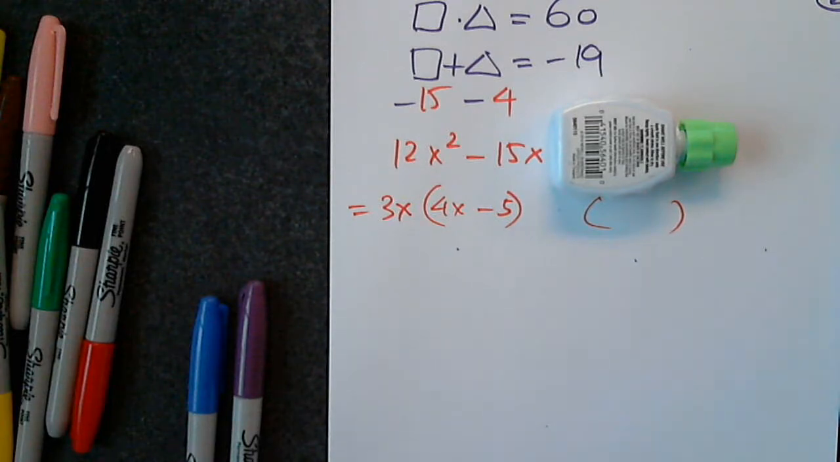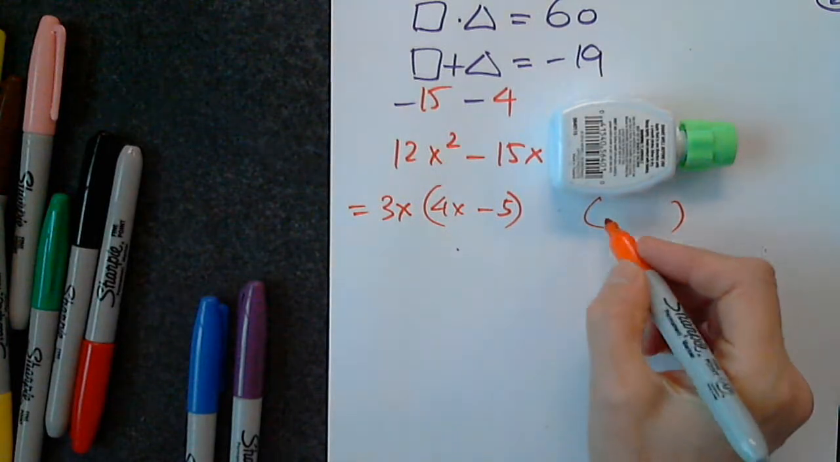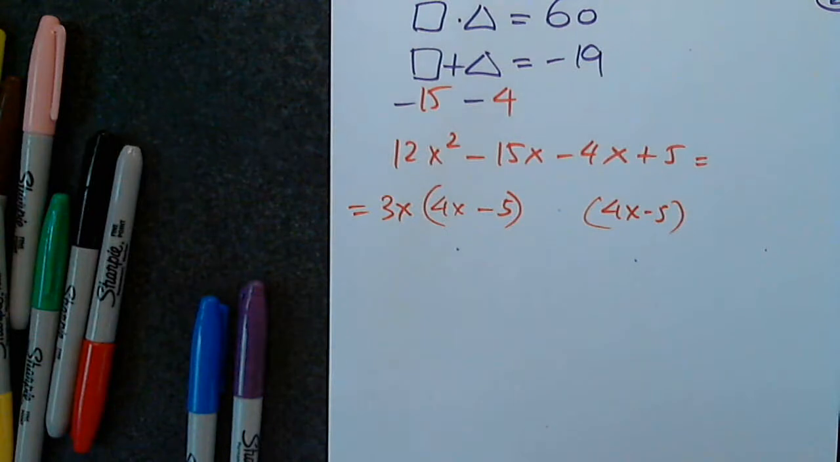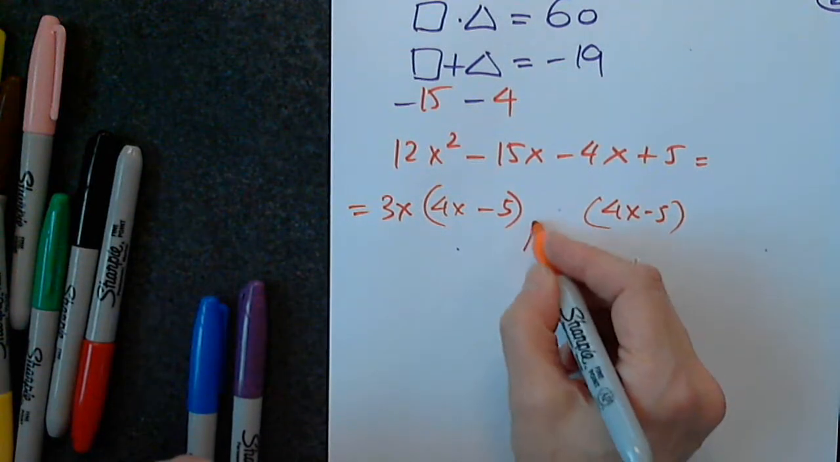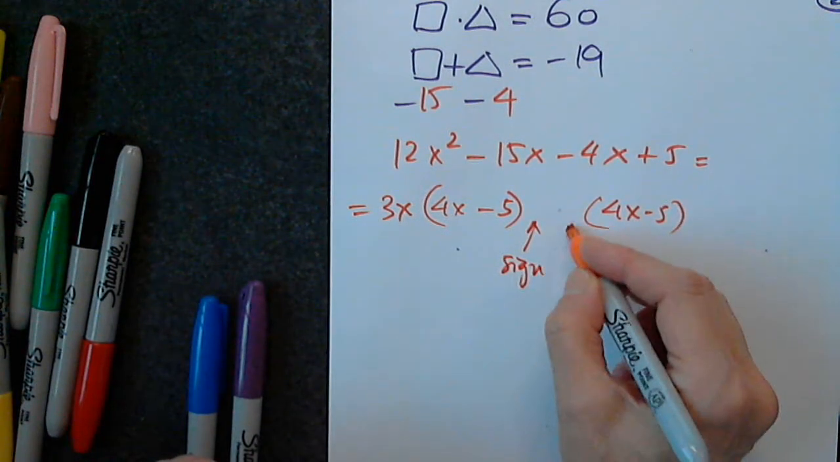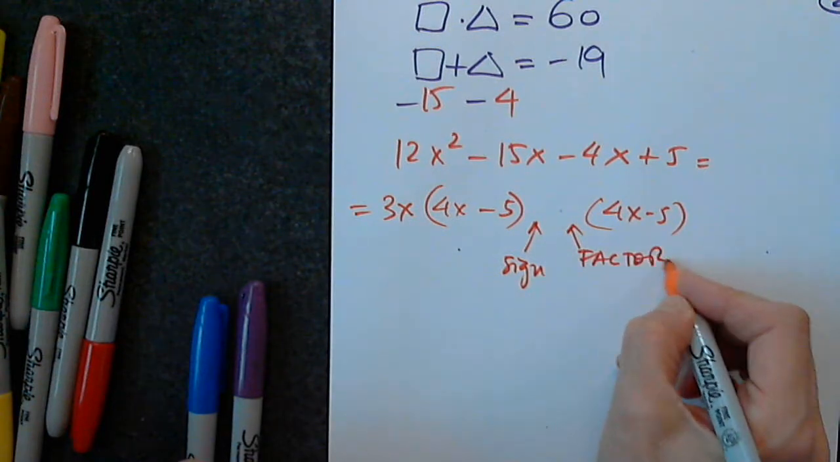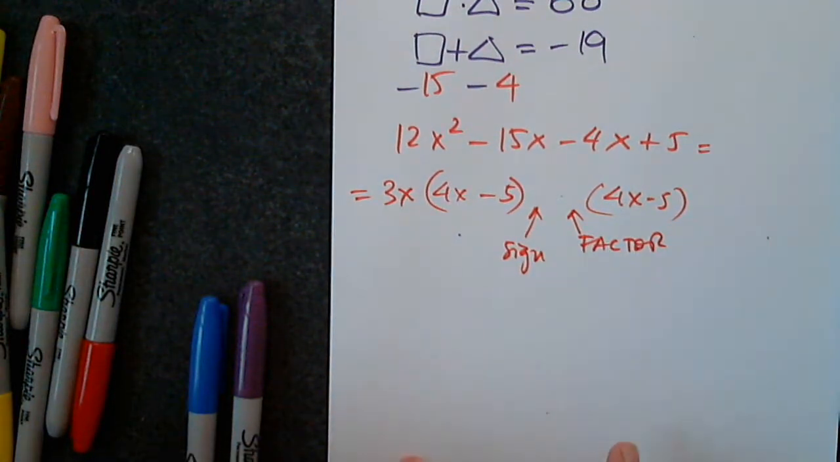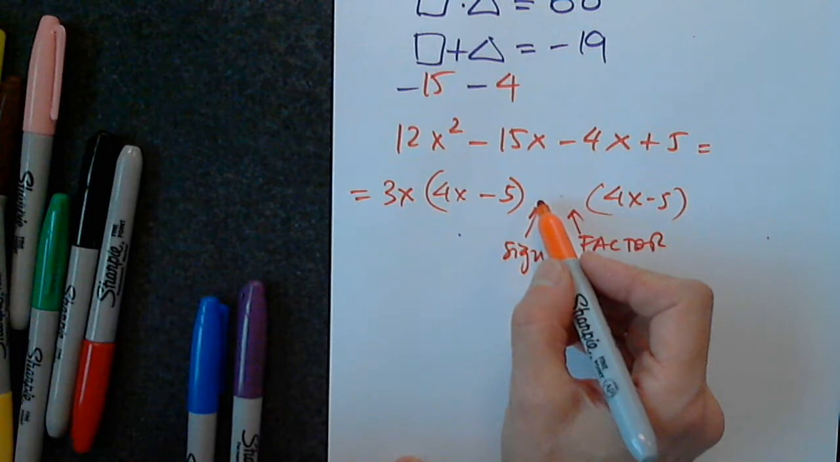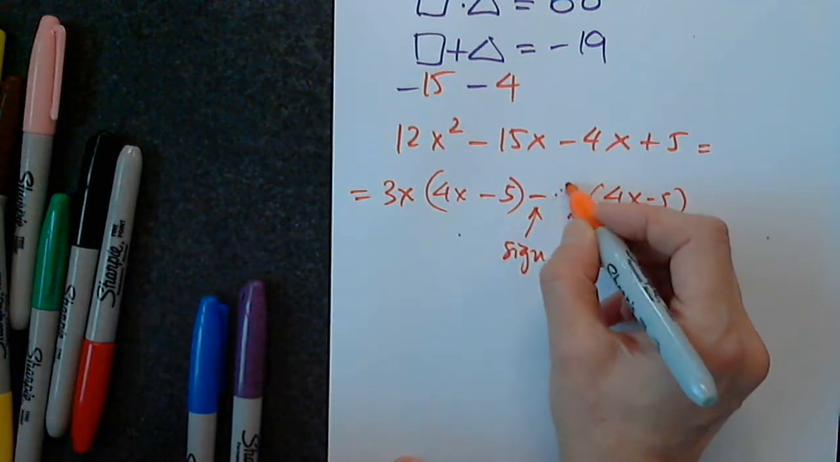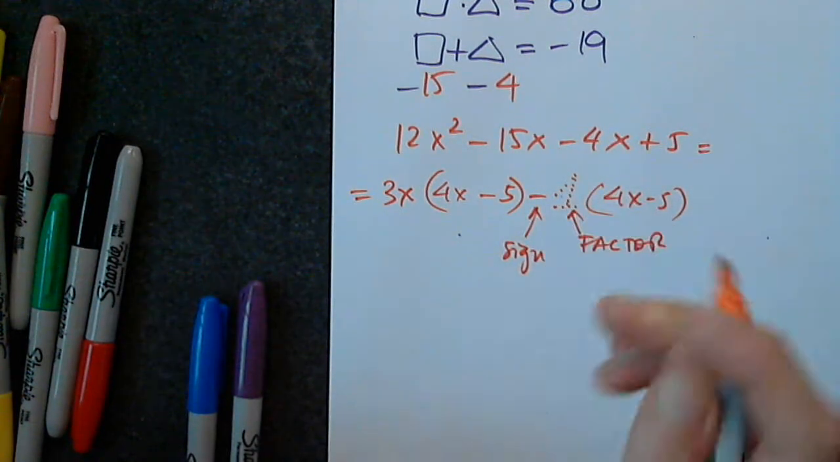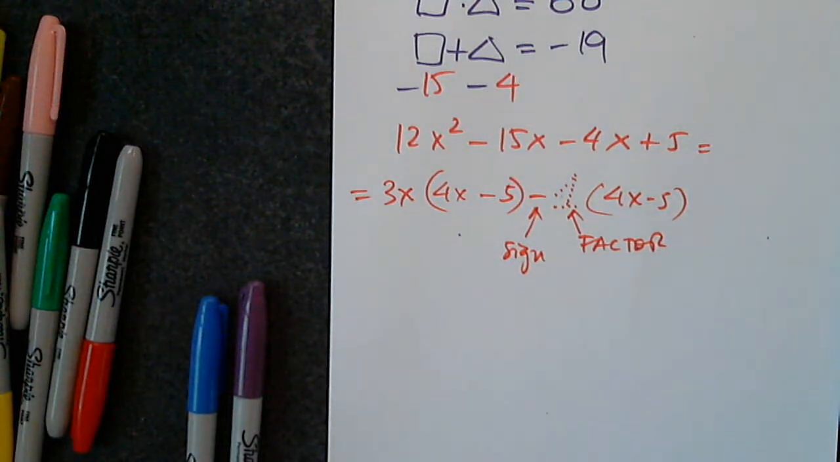So what do I do next? 4x minus 5. That's it. No doubt. But again, remember, I cannot fabricate it. It must be there. Good. So now let's figure it out. I need a sign and a factor. Sign, factor. Factor is 1 and sign is negative. Perfect. We don't really put the 1 in there, but I want you to see it.